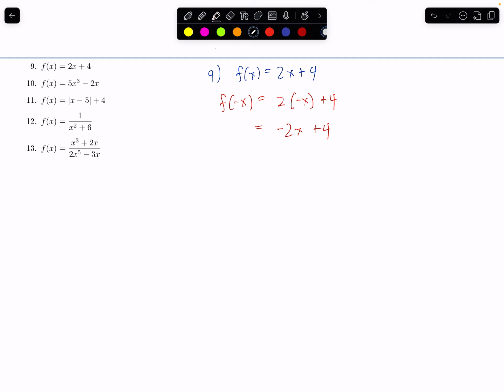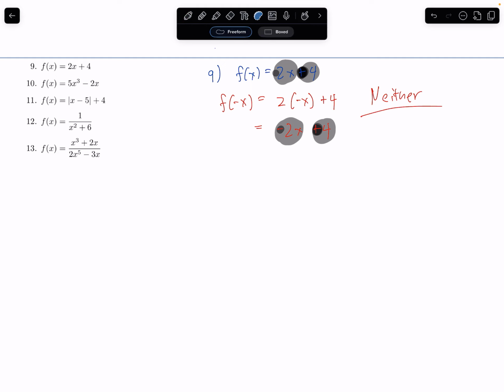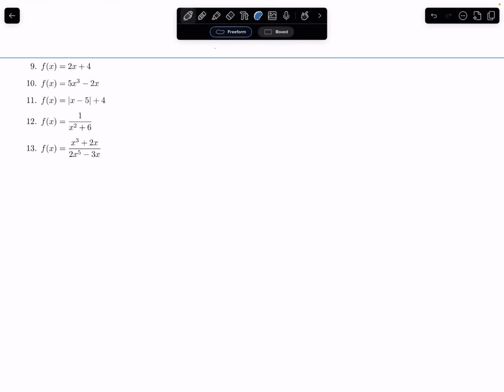So now let's look carefully at this. Here, this was a regular 2x, right? Here, I have a negative 2x. Okay, so that's opposite. Here, this was a positive 4. Here is also a positive 4. So one of them is the opposite, but one of them is the same. So because I have two different versions, it's not going to be either one, right? It's neither. It's halfway in between being the same and being opposite. So the answer is neither. I want it to be all exactly the same or all exactly opposite. So number 9 done.